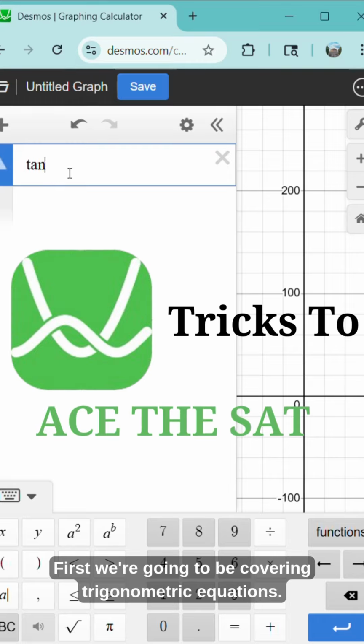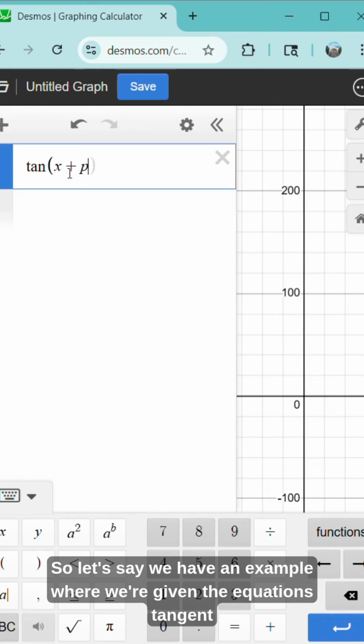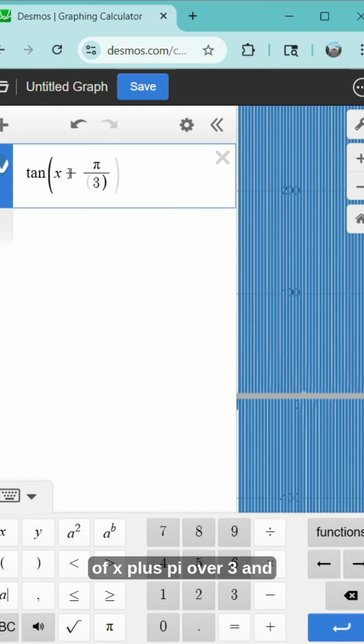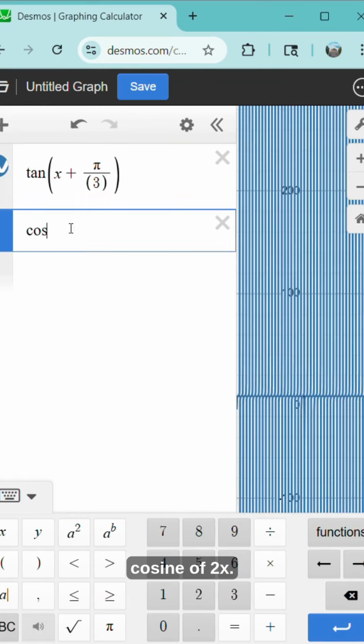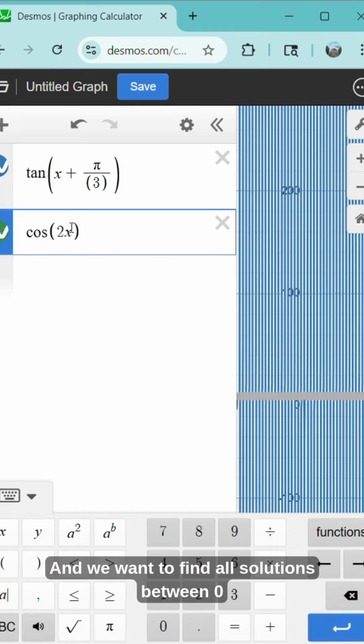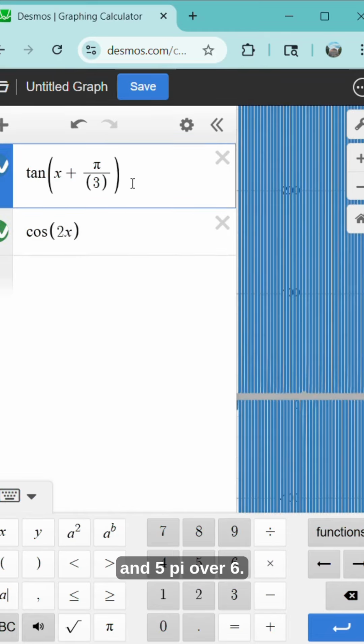First, we're going to be covering trigonometric equations. So let's say we have an example where we're given the equations tangent of x plus pi over 3 and cosine of 2x, and we want to find all solutions between 0 and 5 pi over 6.